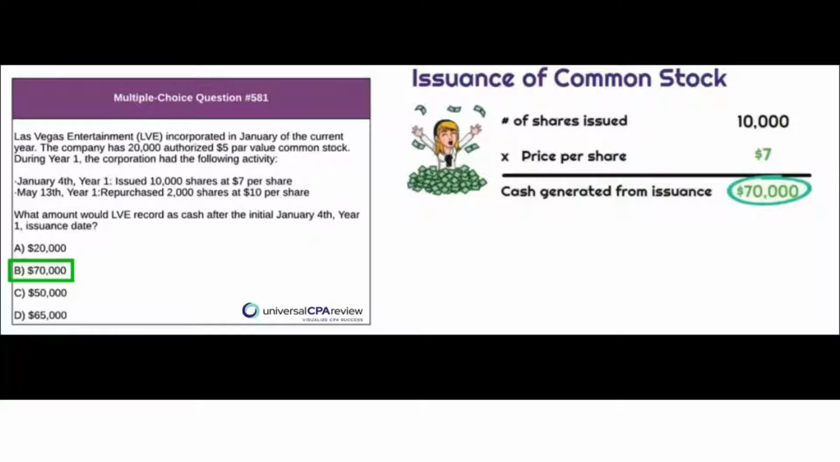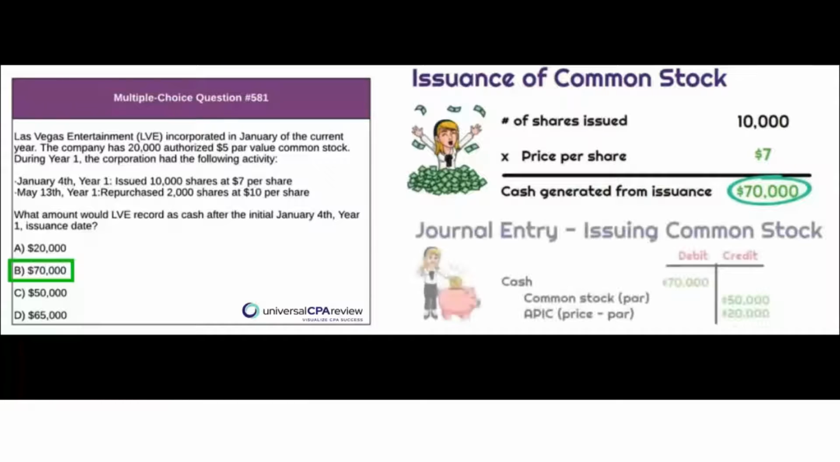So what would the journal entry be when they issued that common stock? Well, since they're receiving cash, they're going to debit cash for that $70,000. And then we know the credit goes to common stock and possibly additional paid in capital. So for common stock, it's based on the par value, and the par value of that stock was $5. So $5 times 10,000 shares, that means $50,000 is credited to common stock.